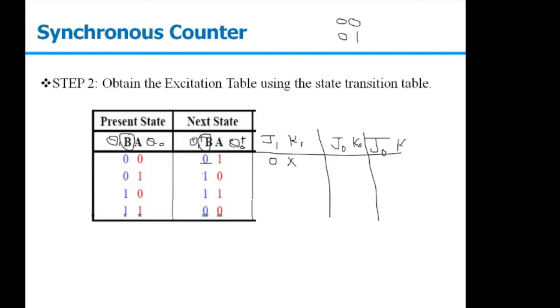What about the second case? 0 to 1. Present state 0, next state 1. 0 to 1 is the case of set condition and toggle condition. Set condition means 1 0 and toggle is 1 1. So can I write it like 1x? Third case, 1 to 1. Present state is 1, next state is 1. 1 to 1 is hold condition and set condition. So hold condition is 0 0 and set condition is 1 0. So I can write it like x0.